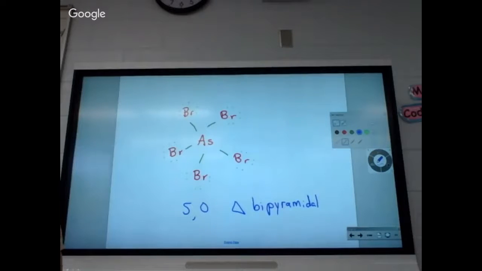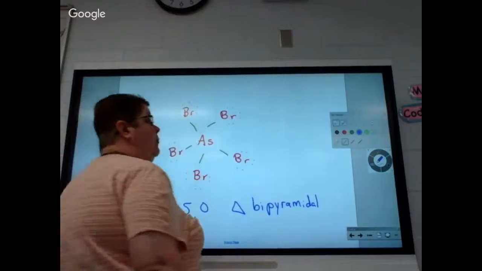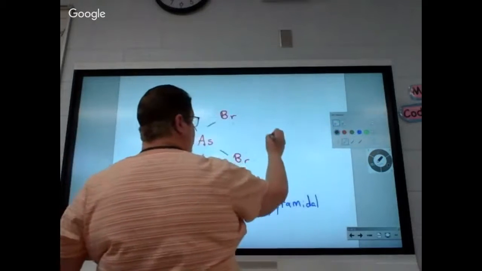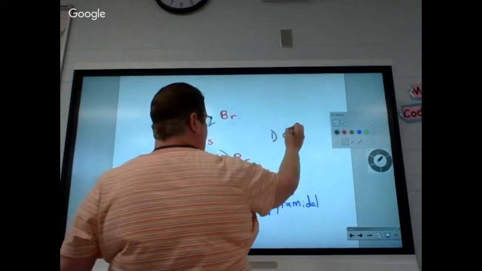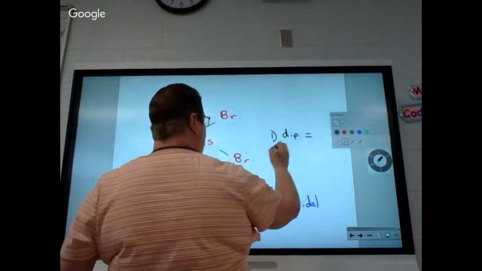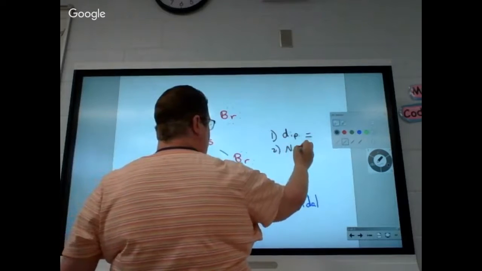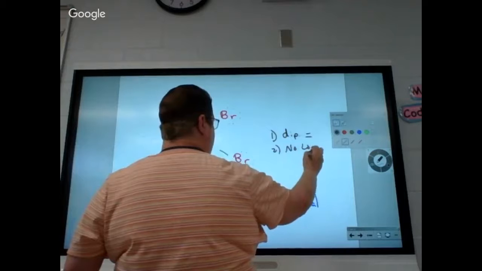Yes, if you draw the triangle as a triangular, yes, I would take that. Great. Okay. Now, for polar or nonpolar. Number 1, are the dipoles equal? Number 2, are there no lone pairs?